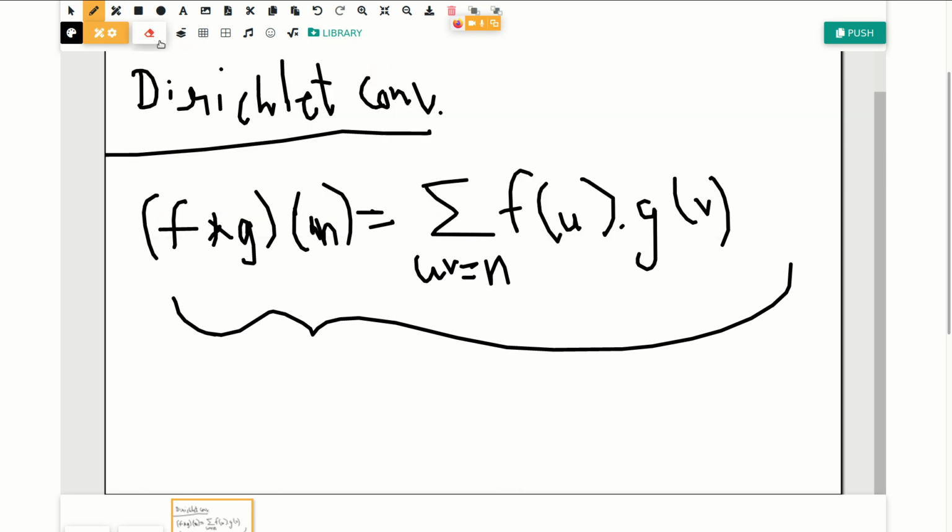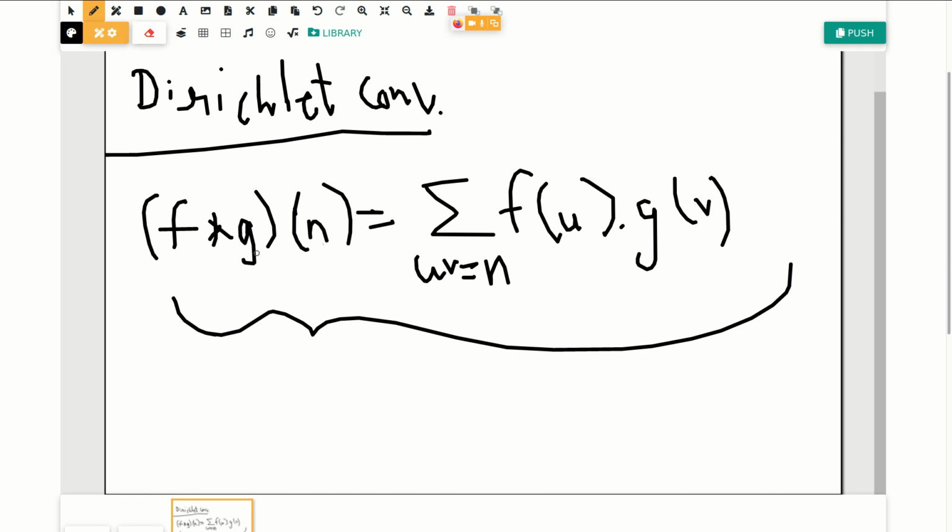So what's written in the second bracket? Yeah, this is n. I'll write it in a better way. This is n. So f convolved with g, the value at n of the resulting function, is the sum of the product of f of u into g of v, where u into v is equal to n, over all such uv pairs. All right, and u and v are integers here. That's to note here.